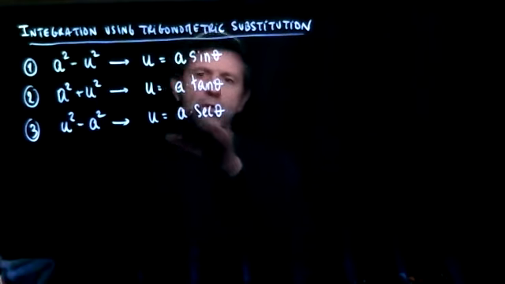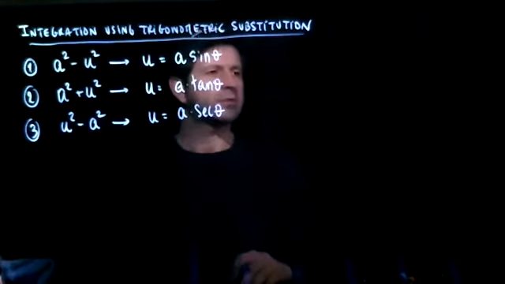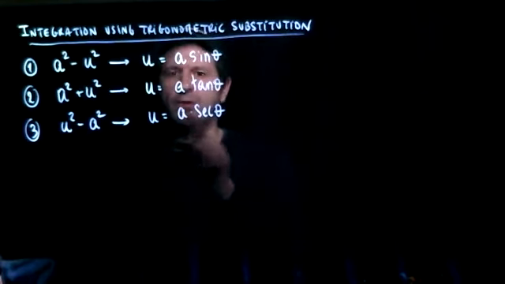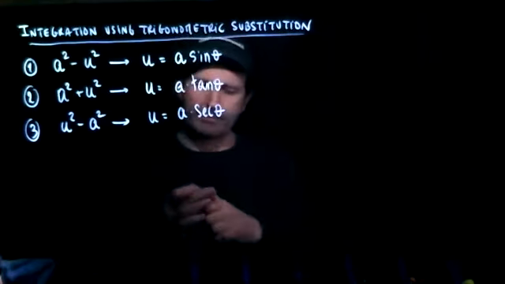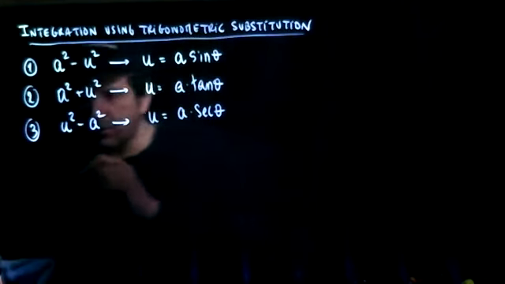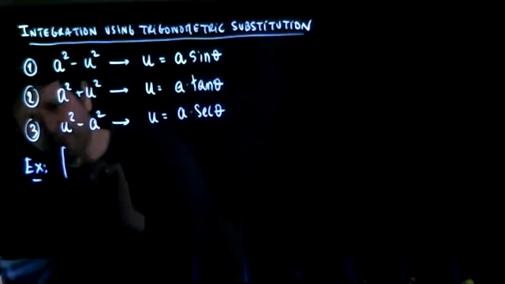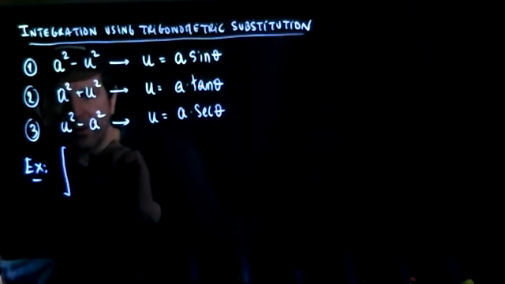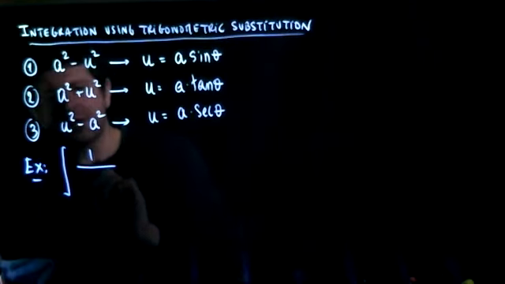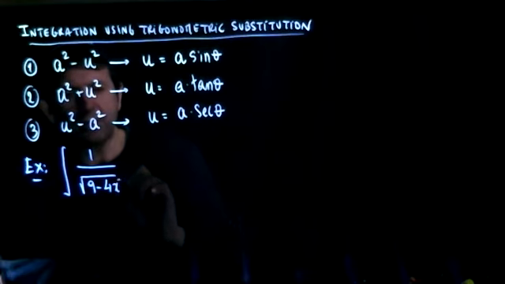Okay, and if you do these substitutions, the integral will simplify a lot. Very significantly simplified. I'm going to give you an example to show you how this works. So, example. Let's say I'm looking for the antiderivative of, so very easy one, 1 over the square root of, let's say, 9 minus 4x squared.